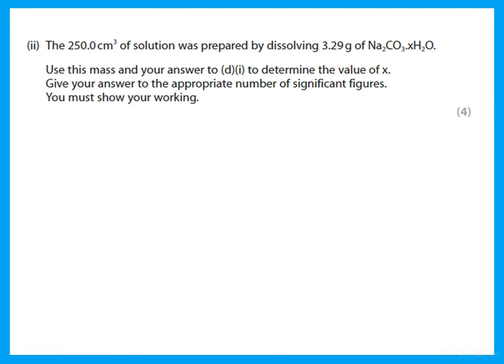Now he wants you to determine the value of X. You should realize that to get the value of X, I need to get the MR, the total MR of that compound. And since I don't know what X is, I cannot just sit down and calculate sodium plus carbon plus oxygen. I need to get it through the equation that says number of moles is mass over molecular mass. And that means the molecular mass is the mass over the number of moles. We already calculated the number of moles in the previous question, and that gives me a total MR of the sodium carbonate.xH2O to be 285.6.